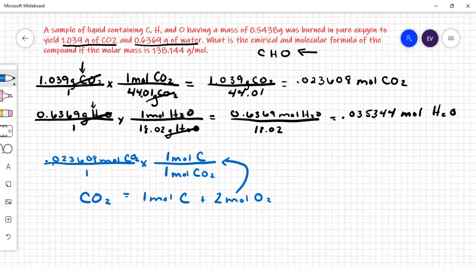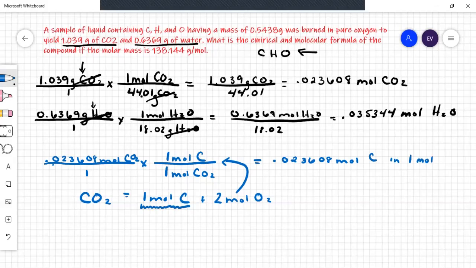Because I'm only interested in the 1 mole of carbon, I'm focusing right here. I know that 1 mole of carbon exists in 1 mole of CO2. So if I set it up like this, it's a 1-to-1 ratio, so I should end up with the exact same number. And that's exactly what happens: moles of carbon in 1 mole of CO2, in those many moles of CO2. All right, so there's carbon.